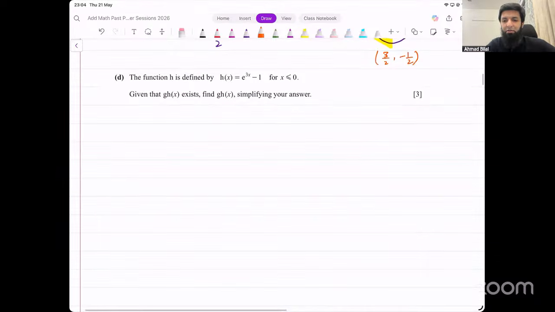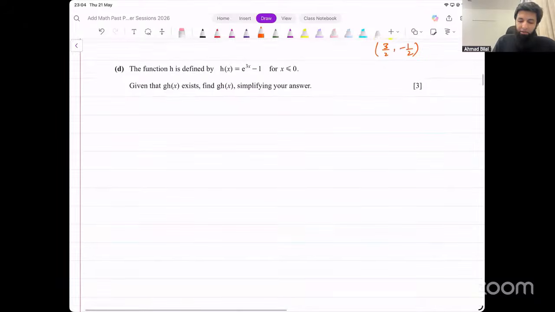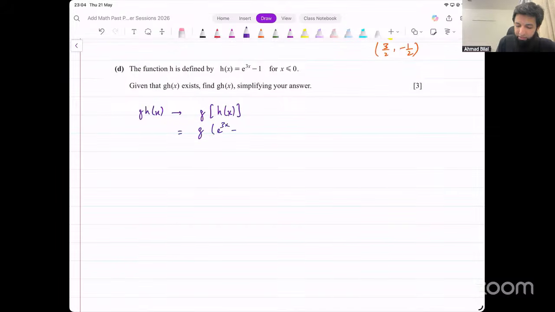Okay, let's move on. Part D now. Now we have another function h of x that is defined like this for x less than or equal to 0. Given that gh of x exists, find gh of x, simplifying your answer. All right, let's find gh of x. What that means is inside the function g, we have to input h. Now, what's the function h? h is e raised to the power 3x minus 1. So inside the function g, input this.